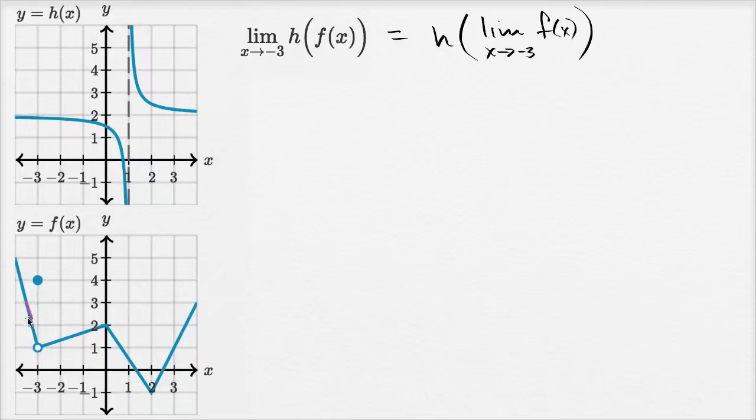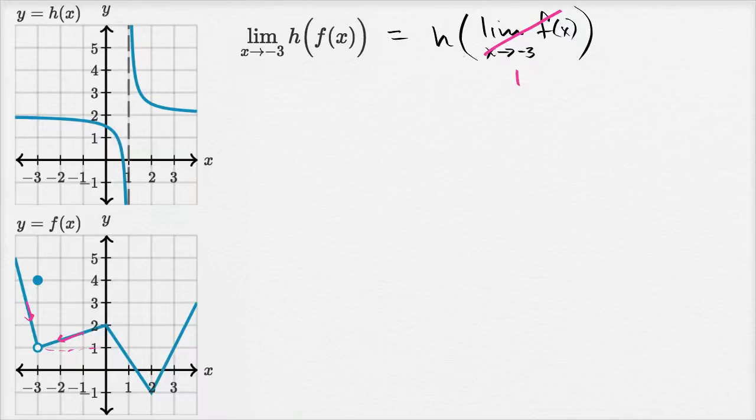Well, as we approach -3 from the left-hand side, as we get closer and closer to -3, it looks like we are approaching the value of 1. And as we approach from the right-hand side, it looks like we are approaching the value of 1. If I were to take from the left-hand side -3.1, -3.01, -3.001, and evaluate the function there, f of -3.1, f of -3.01, f of -3.0001, we're getting closer and closer to 1. And same thing on the right-hand side. So this thing looks like it's 1.